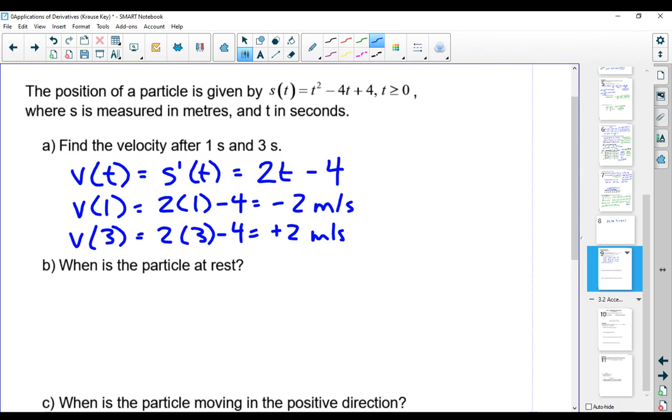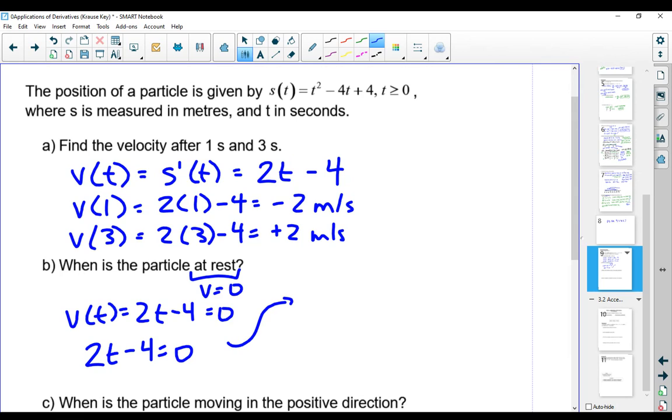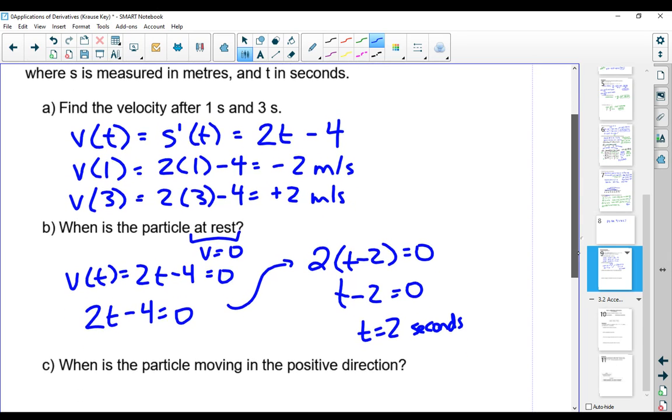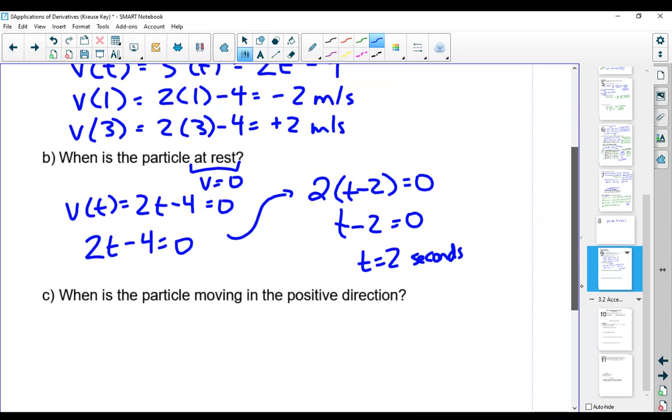Next question, it asks, when is the particle at rest? The particle would be at rest when velocity is equal to 0. So when v of t equals 2t minus 4 equals 0. So we're looking at when 2t minus 4 equals 0. The first thing we're going to do is factor. So 2 times t minus 2 equals 0. T minus 2 equals 0, so t equals 2. So the particle is at rest at time equals 2 seconds. At this point, we're just plugging and playing based on the information that we're asked for.